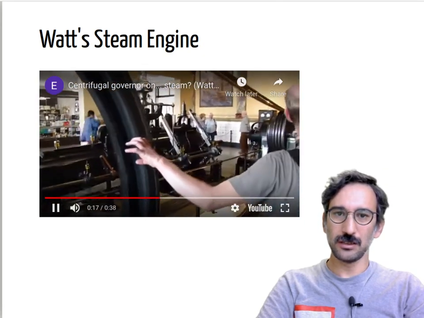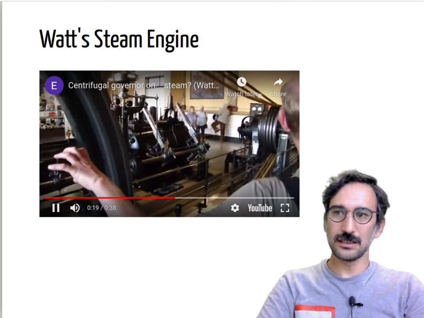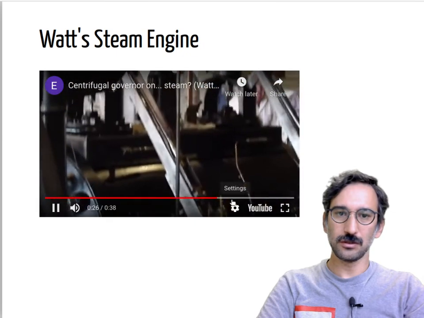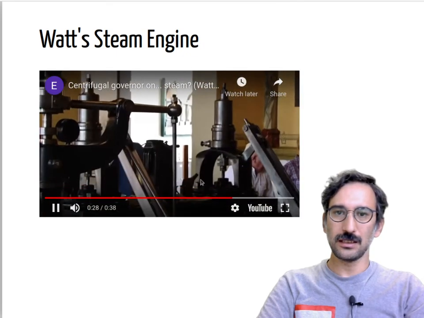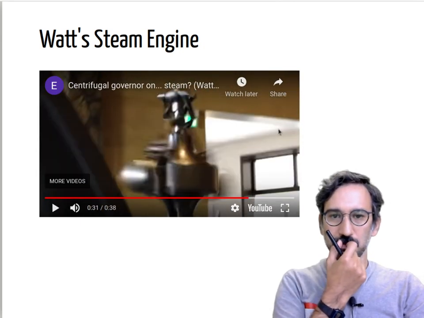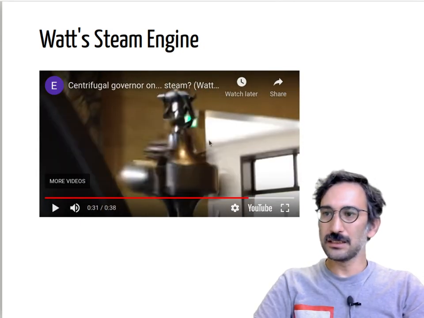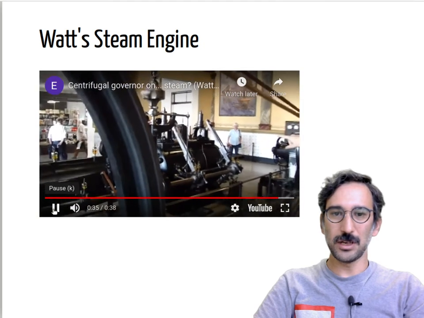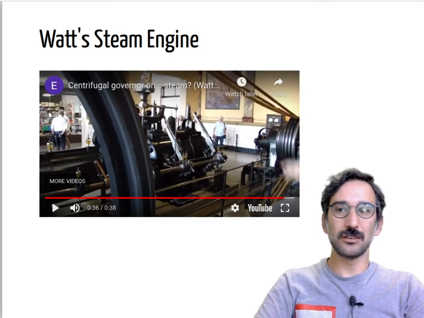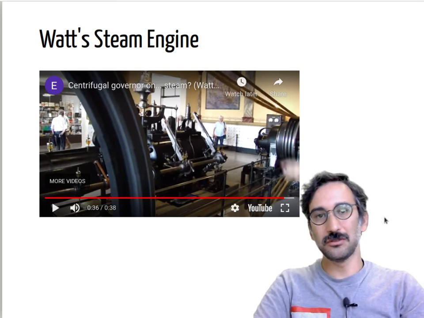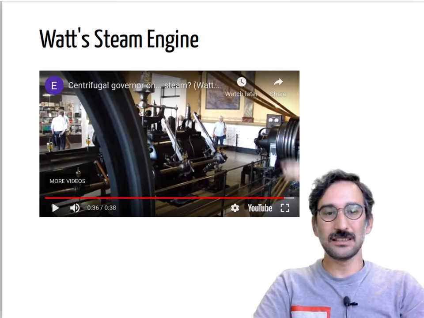Here, I don't know if you can see, you can see the speed governor rotating. Here it is, the speed governor itself. It is rotating and adjusting the amount of steam, so you can rotate the synchronous machine connected to the other end of that steam engine at a constant speed.